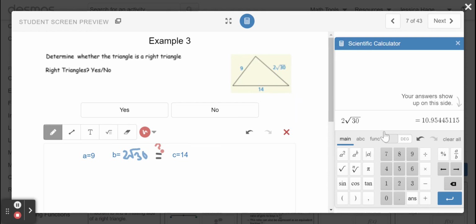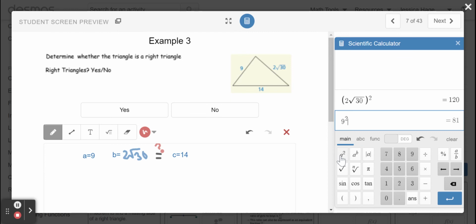And we're going to use this calculator here. And so we have 2 times the square root of 30 in here. What we can do is we can actually put parentheses around this. So if you go to the beginning, you can open a parenthesis. If you go to the end, you can close the parenthesis, and you have to square all of this. If you just hit the squared after the 30, it's not going to square everything. So that's 120. Okay, and we know 9 squared is 81. So we have 81 for a squared, and b squared is 120.